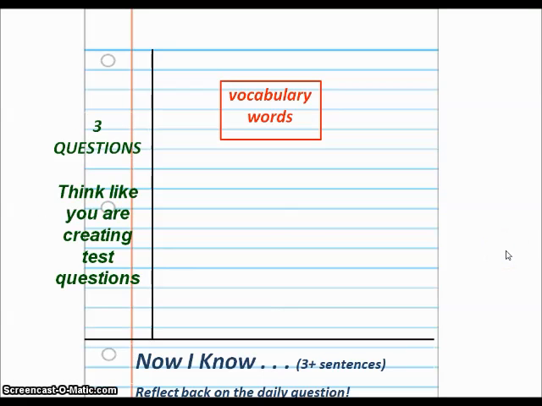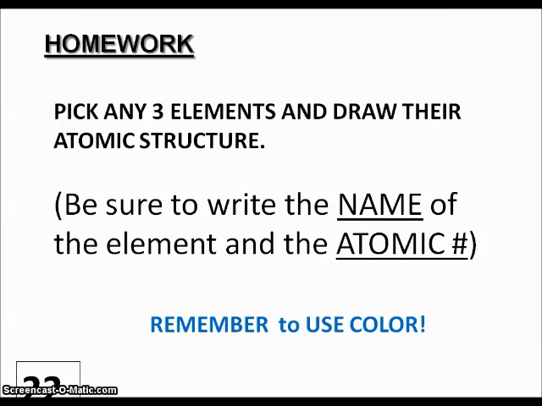Don't forget, 3 questions with some green, and now I know in blue. And here's your left-hand side. Underneath your periodic table, pick any 3 elements and draw their atomic structure. Just tell me what they are and what the atomic number is, and then draw it. And use some color. Your drawing is already a drawing, so you don't need to add an additional drawing, but any 3 elements you choose. All right, I will be stamping this on Monday. Hopefully you got it done.